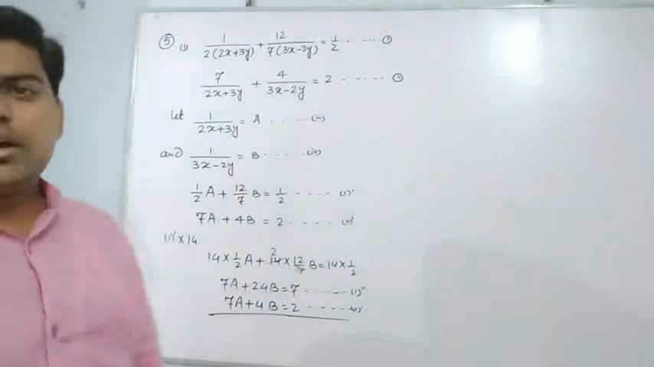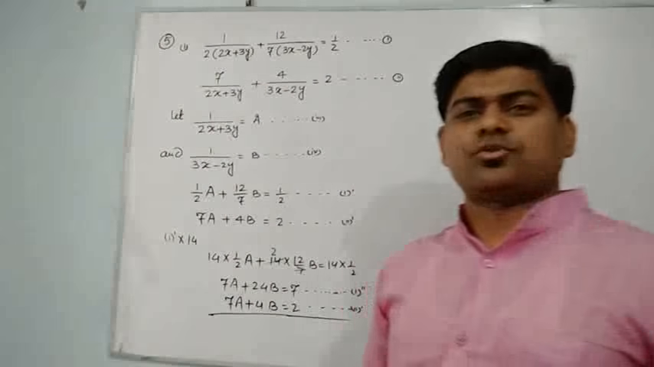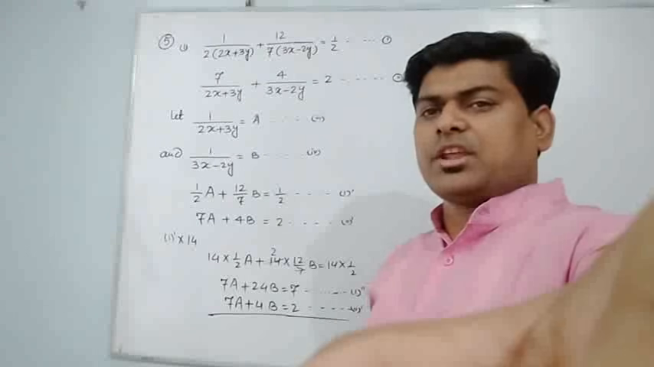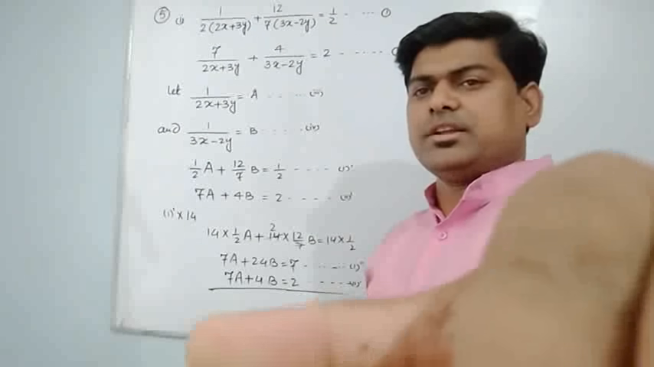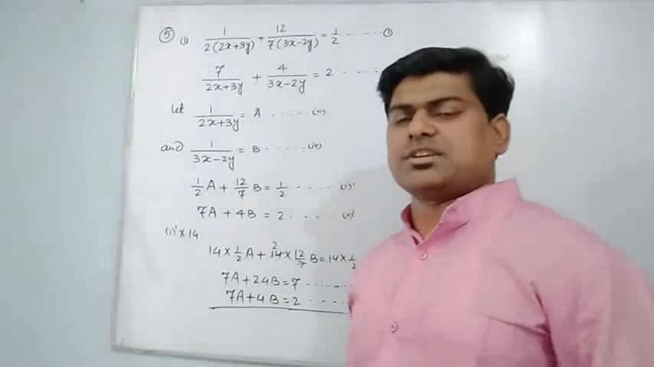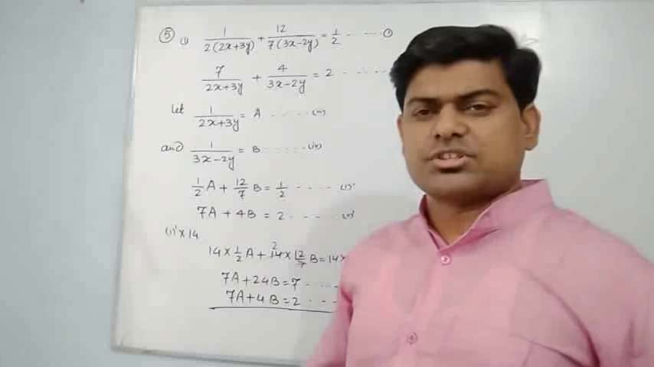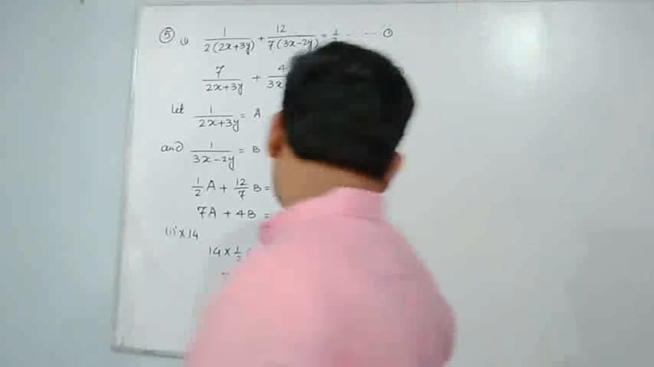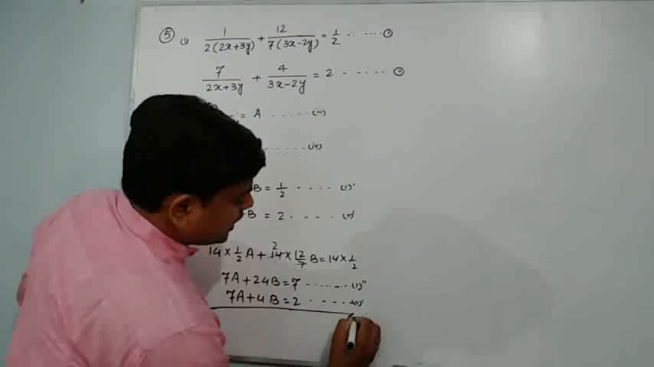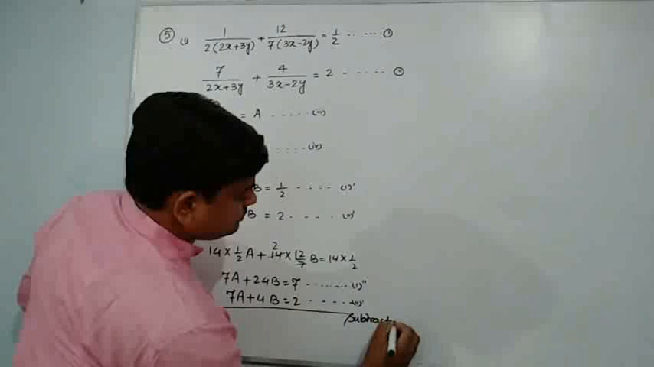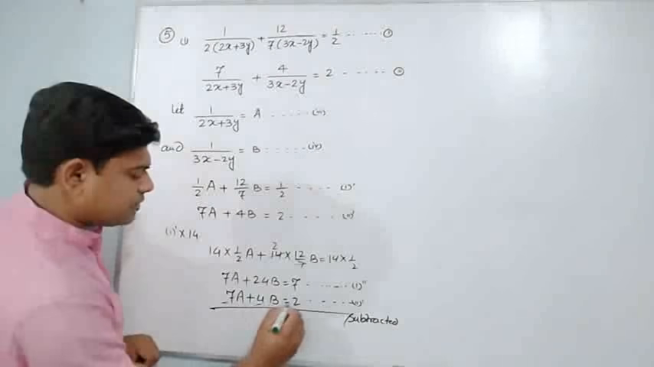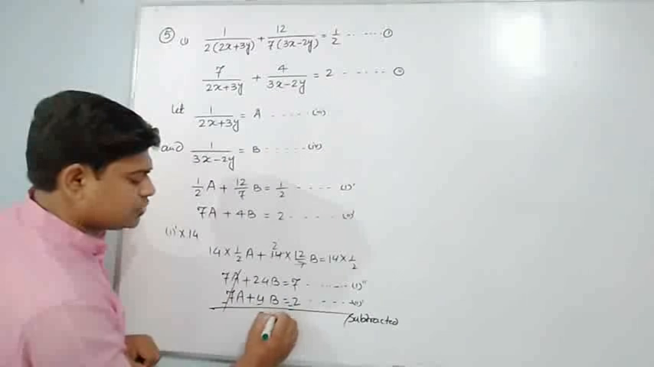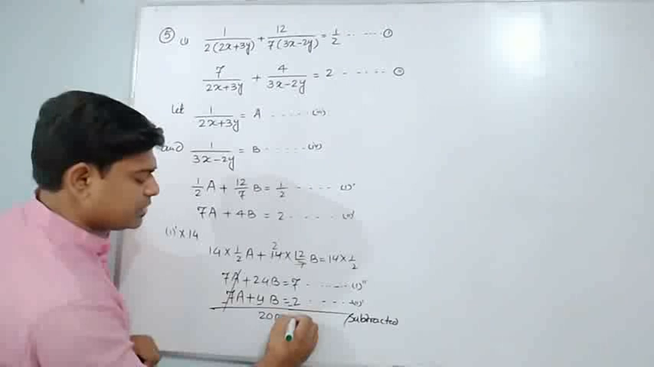Many times we have used this rule: when coefficients are equal, we think about addition or subtraction, as required. If both signs are the same, we do subtraction, and if the signs are different, we add. Here you can see both are positive, so I can subtract. When subtracted, minus minus cancel, and 24 minus 4b will be 20b, and 7 minus 2 will be 5.